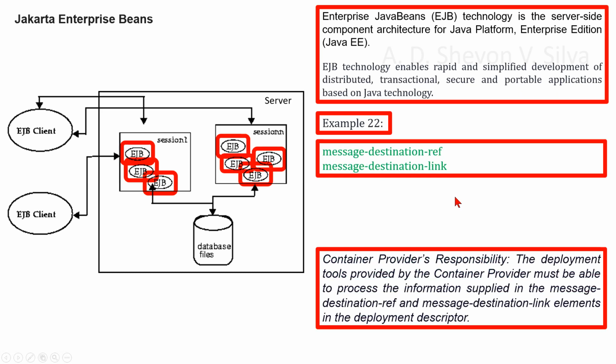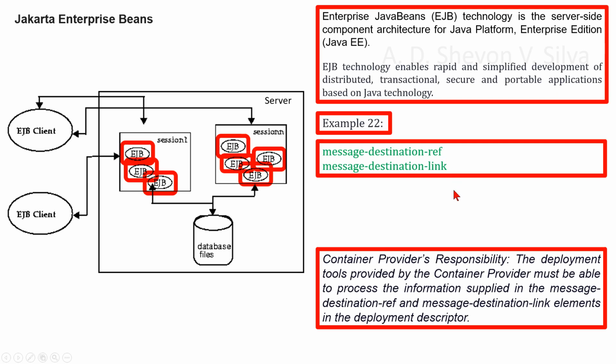Now we are considering container provider's responsibility. The deployment tools provided by the container provider must be able to process information supplied in the message destination ref and message destination link elements in the deployment descriptor. The container provider must provide the deployment tools that allow the deployer to perform the tasks described. The deployment tools must be able to process information supplied in the message destination ref and message destination link elements in the deployment descriptor.